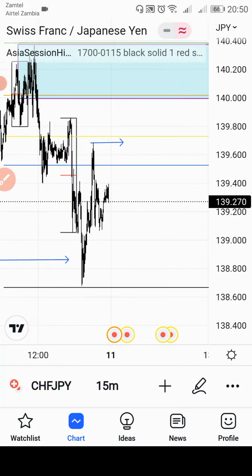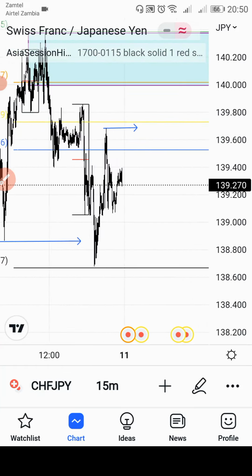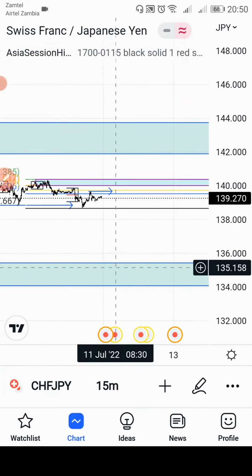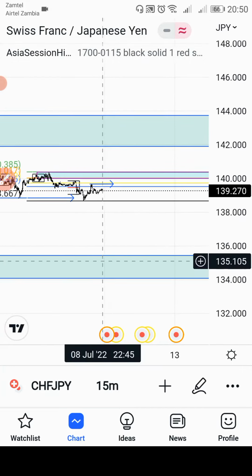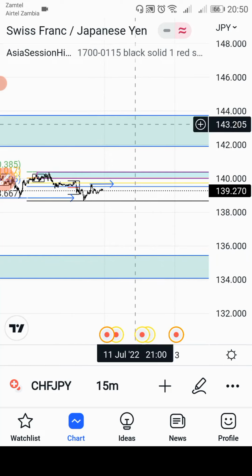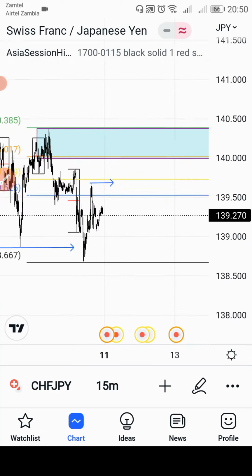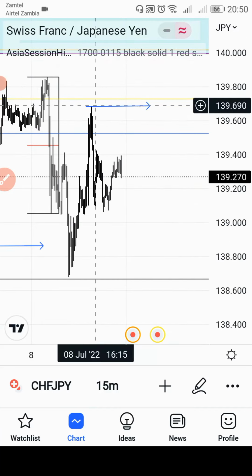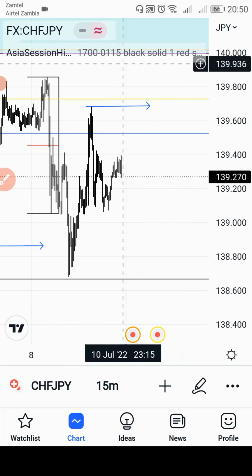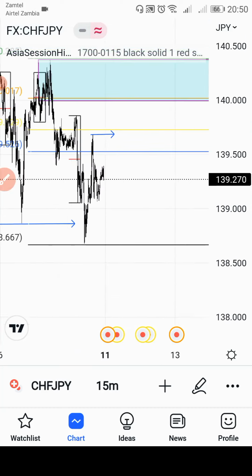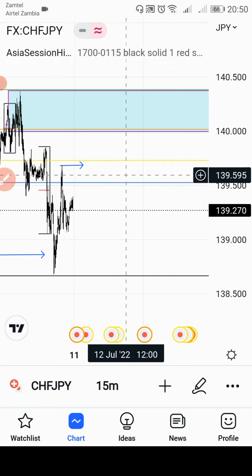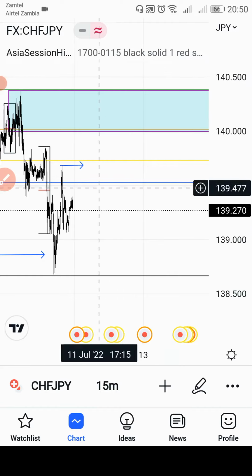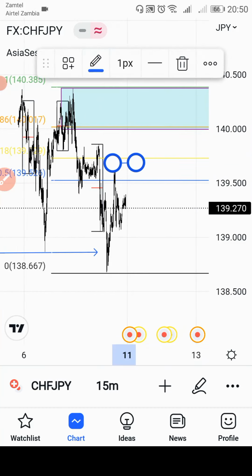So that's for CHFJPY. Overall, we're bearish until this zone here. This is where I look for potential reversals on the higher time frame to go very high. And on the 15-minute, we are bullish. After this high is taken out, we can confirm it's a strong buy into this level. When we retrace into this level, we can get our confirmation and sell down. So overall, this is what I'll be looking for.